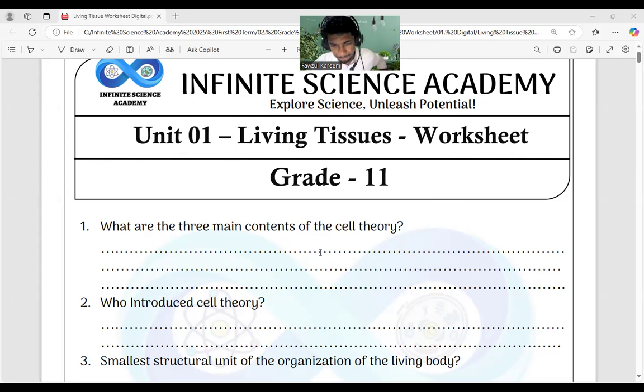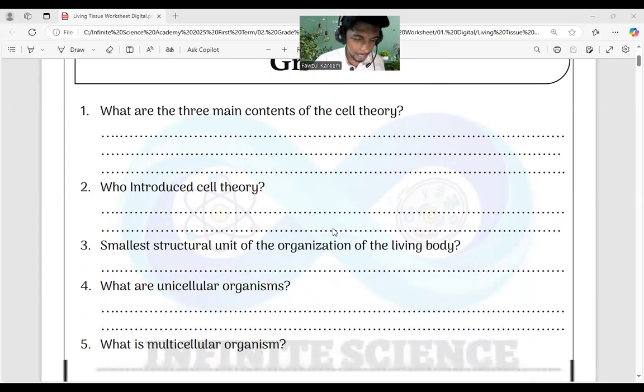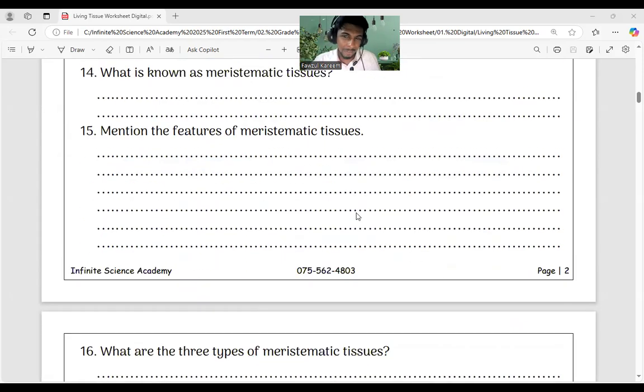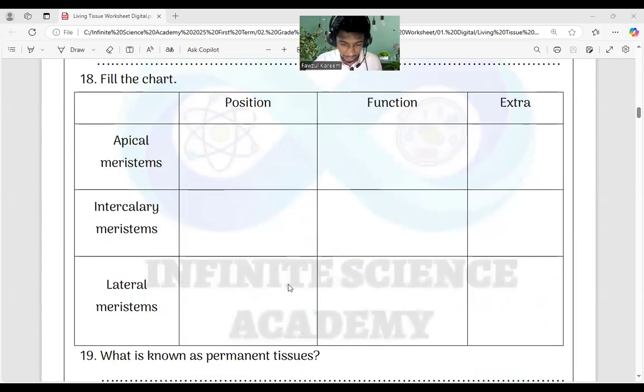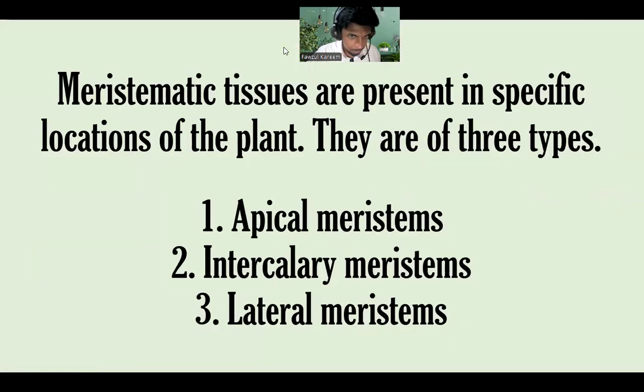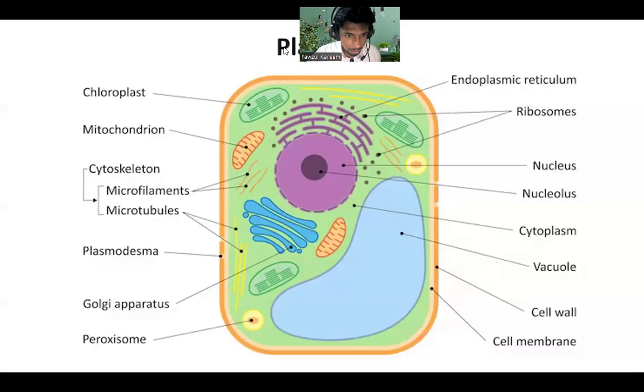So we'll discuss the worksheet. No, there's nobody to discuss the worksheet. Just discuss the theory. Then later, after discussing the theory, we'll come to the worksheet. Okay, right. So we can write the questions in writing.